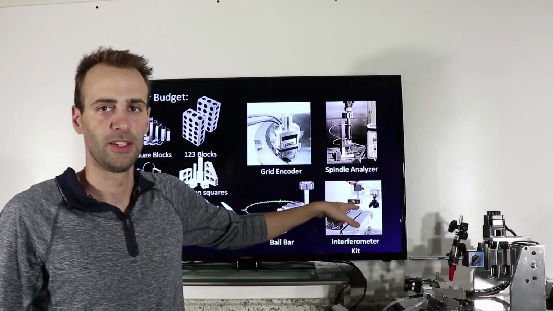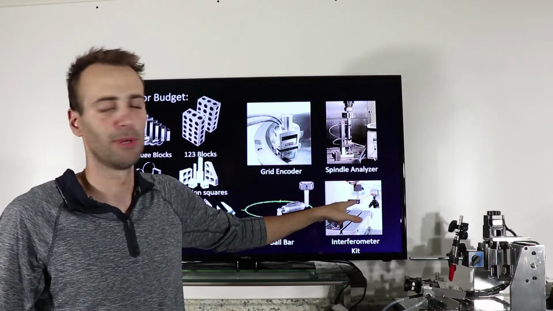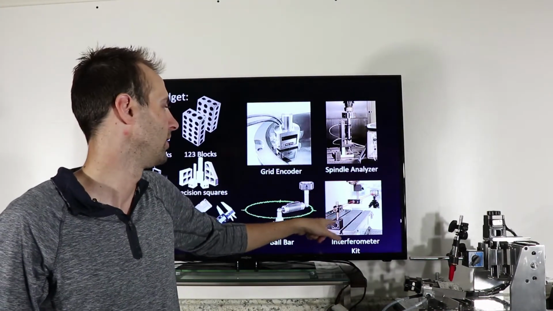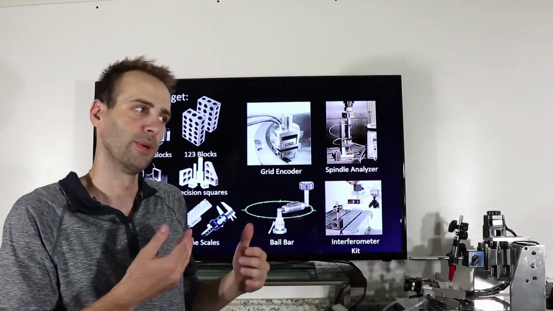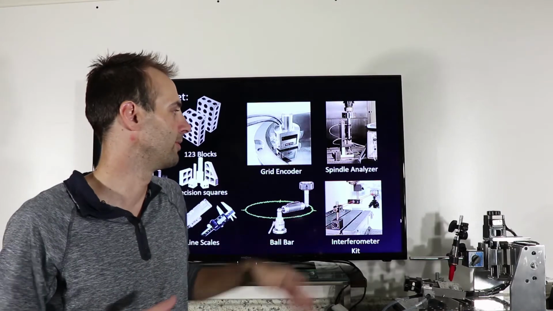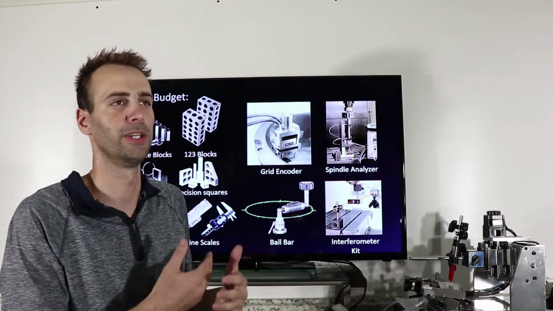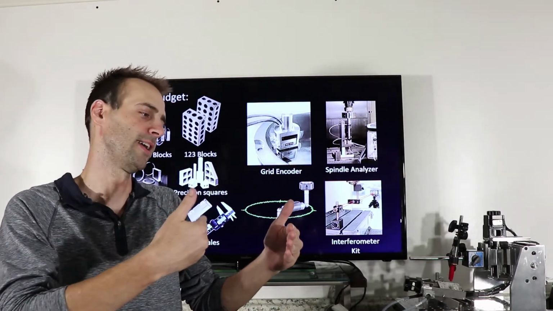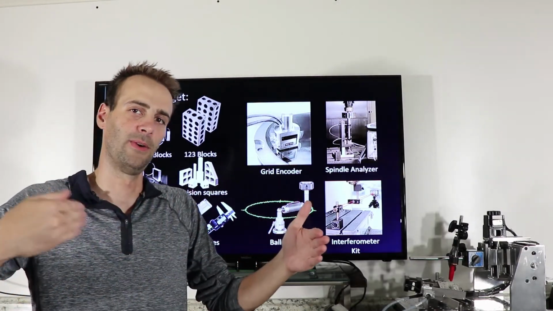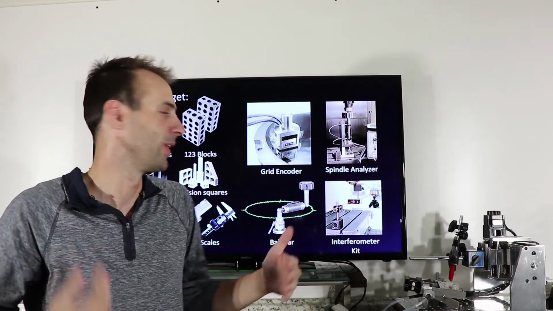Your beam splitter and interferometer leg is mounted in the spindle, and then your cube corner is mounted on the table. And what you're doing is when you move the table, you're measuring, in this case, the linearity of the axis. So what happens is that interferometer can count how far that thing traveled.